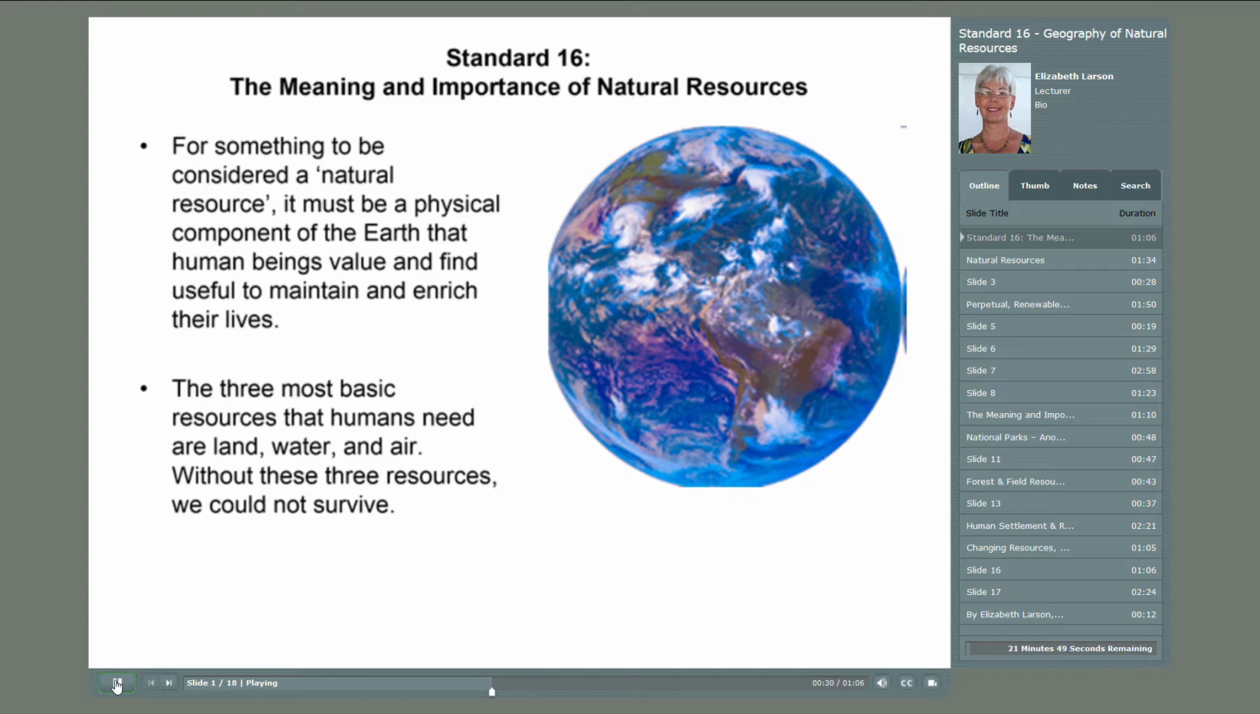The three most basic resources that humans need are land, water, and air. Without these three resources, we could not survive. Imagine a world without clean water, clean air, sustainable land, or living oceans. Our natural resources exist in a delicate balance and are vulnerable to changes in the environment. That's why it's important that we all do our part to conserve, preserve, and care for the planet's resources and protect the environment that sustains us with food, fuel, shelter, and medicine.